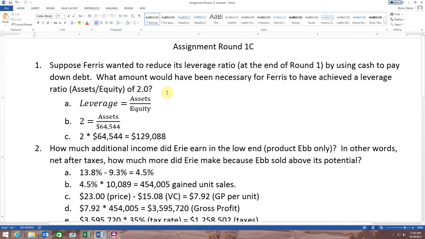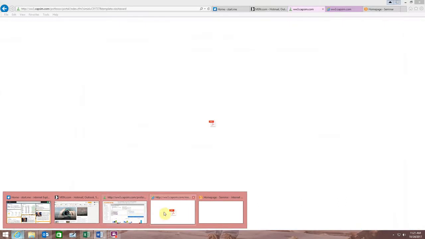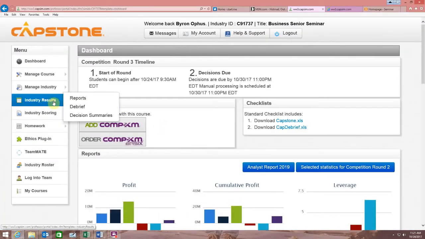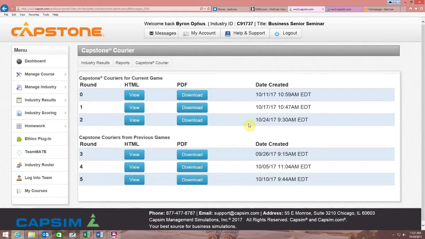The important thing to note there is that when you're using cash to pay down debt, the equity does not change, because your assets are going down and liabilities are going down by the same amount, so the dollar amount of the equity doesn't change. The ratio changes, and that's why we look at the leverage ratio. So if we use some cash to pay down a debt, we can bring our leverage ratio down. And I believe in this case, Ferris had a decent amount of cash, so this is a very viable thing.